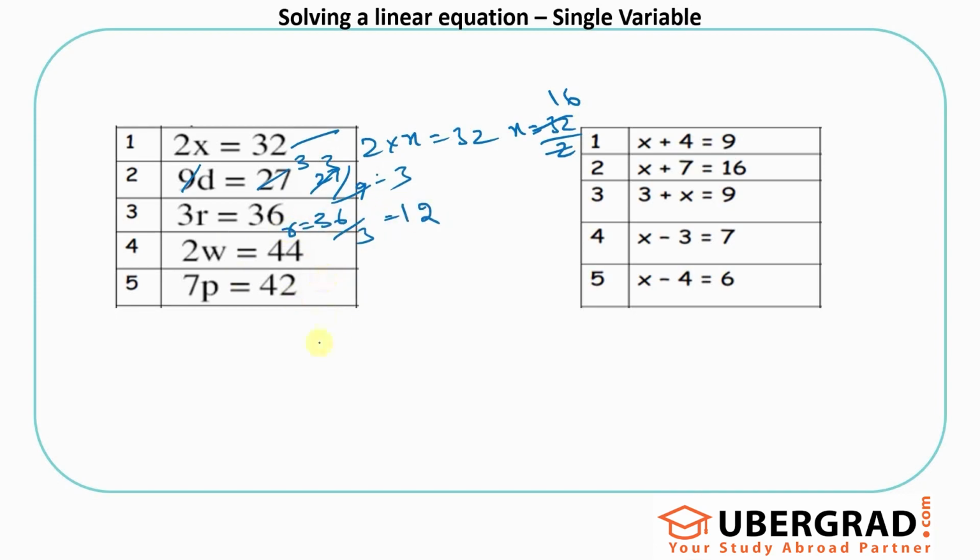And this will be w is equal to 44 by 2. All of these are into, right? Same type. So 44 by 2 is 22. And this will be 7 into p is 42. p is 42 by 7. That will be 7 6s are 42, so 6. So these are all simple things of similar types.